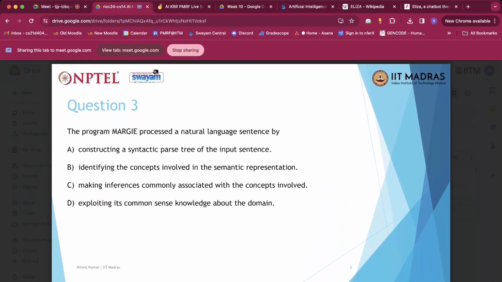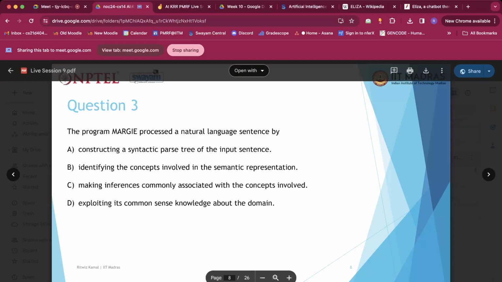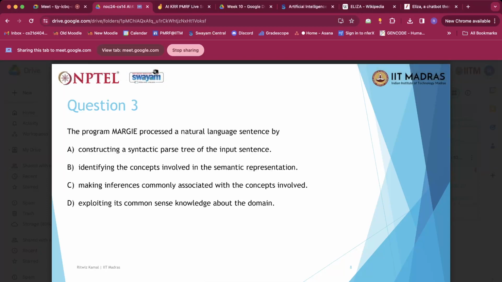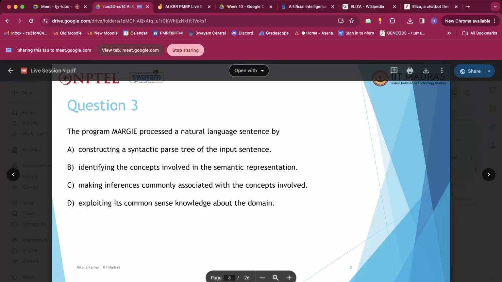Okay, so the third question deals with this program called Marchi that processed a natural language sentence. It was essentially a program to understand the natural language in a certain way, and this question gives us 4 options that talk about the Marchi program, and we have to select which of these are true. So the program Marchi processed a natural language sentence by doing which of the following.